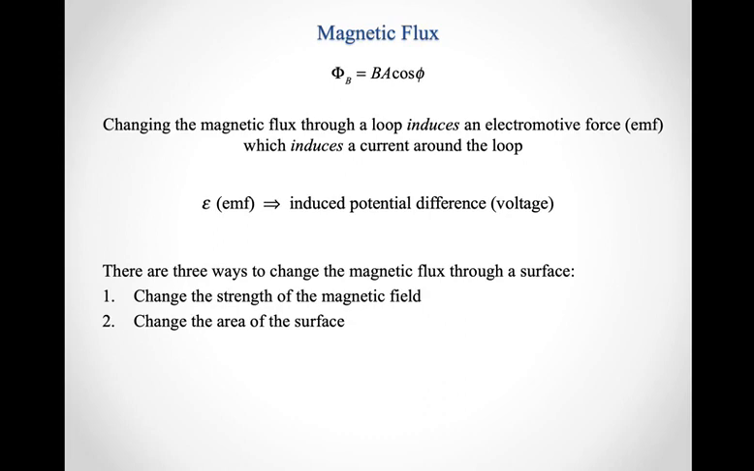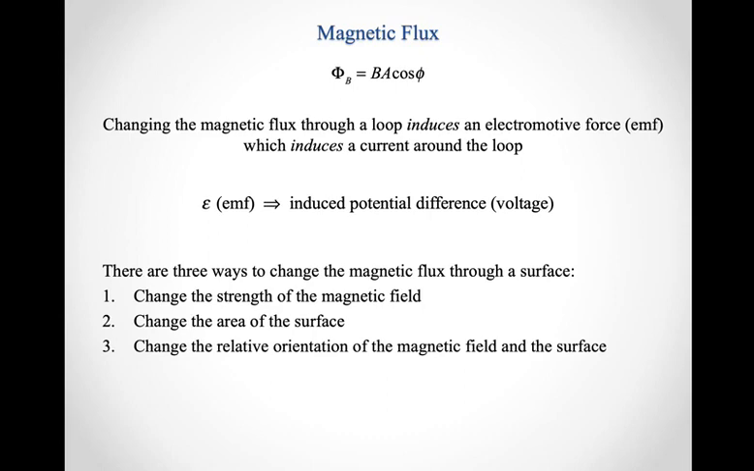So if I take a loop and either start to move it into or move it out of the magnetic field, then we can think about that as changing the area of the loop through which the magnetic field penetrates, and therefore I'm changing the magnetic flux through the surface of the loop.